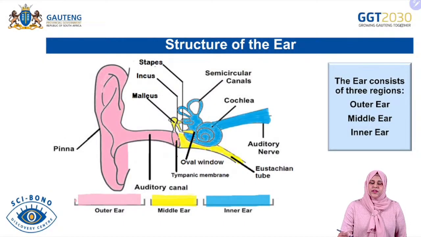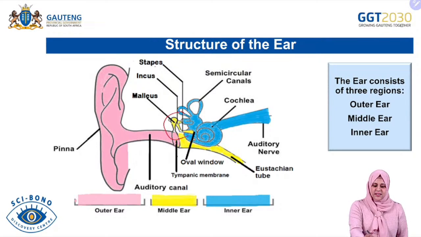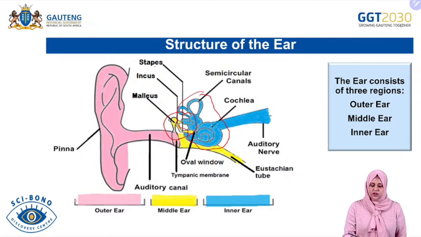Right, we were looking at the structure of the ear. I said the ear consists of three regions: the outer ear, the middle ear, and the inner ear. If you look at the diagram, the outer ear is the pink portion: the pinna, the auditory canal, and the tympanic membrane. Part of the yellow region here is the middle ear. And the inner ear is made up of these three canals and the snail-like structure called the cochlea.